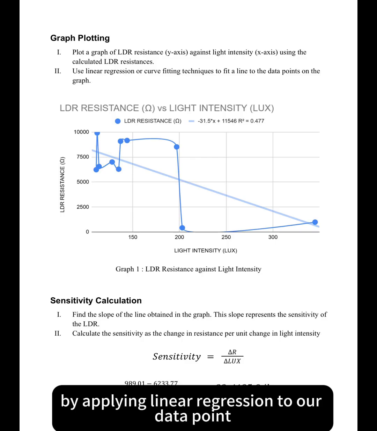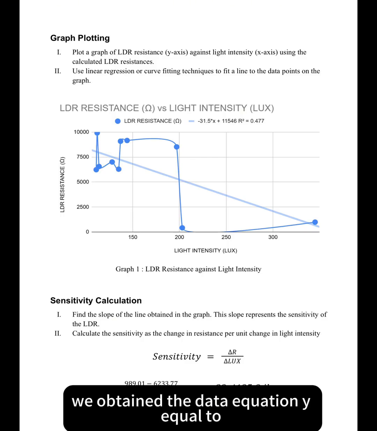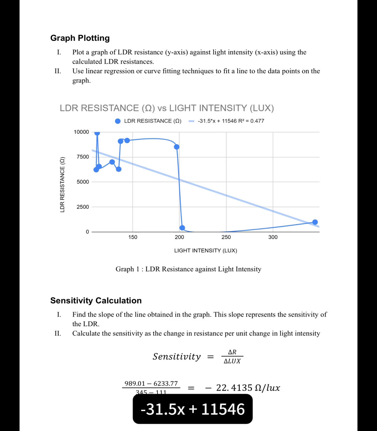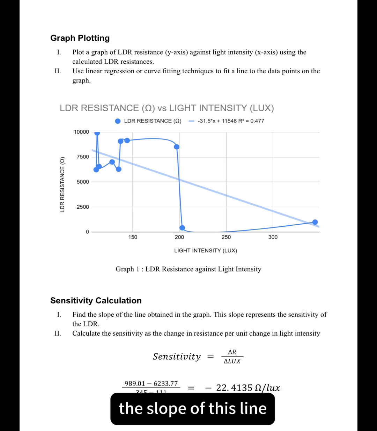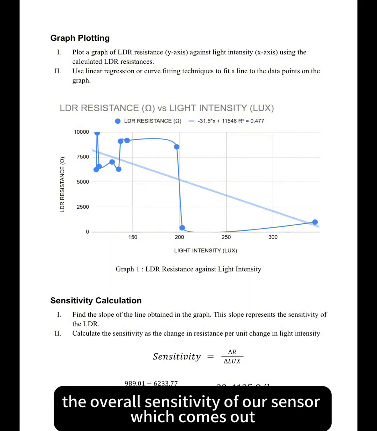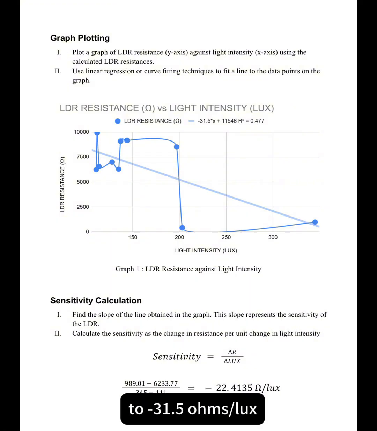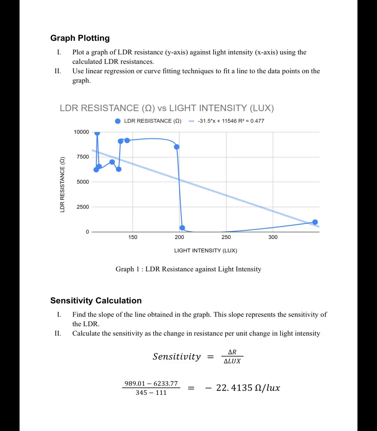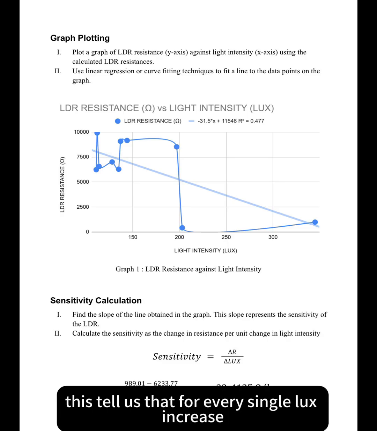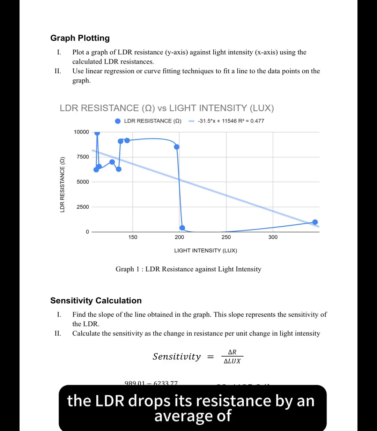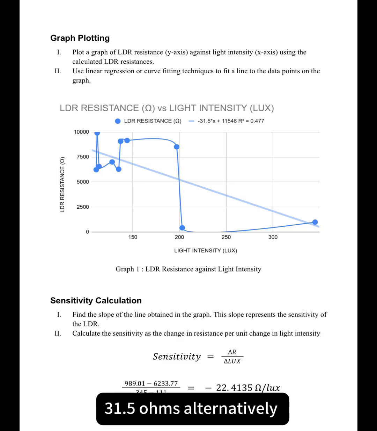By applying linear regression to our data points, we obtain the equation y equals negative 31.5x plus 11546. The slope of this line represents the overall sensitivity of our sensor, which comes out to negative 31.5 ohms per lux. This tells us that for every single lux increase, the LDR drops its resistance by an average of 31.5 ohms.